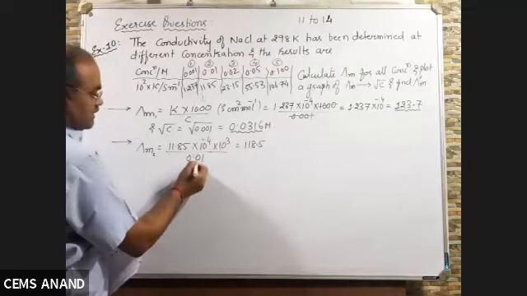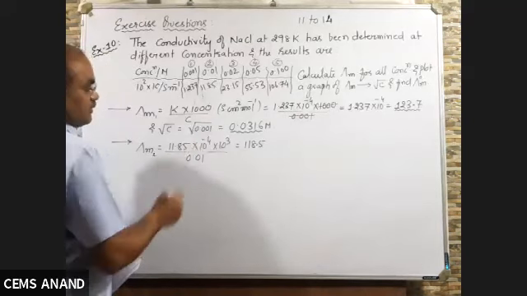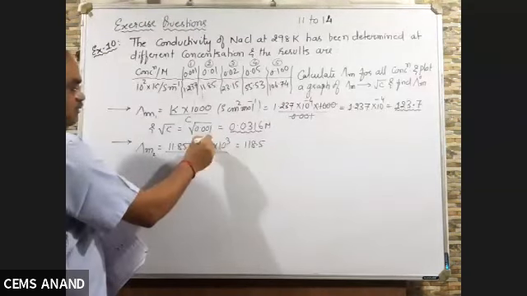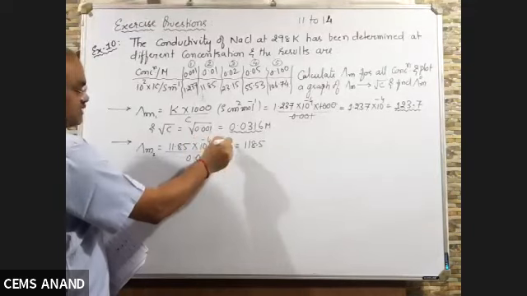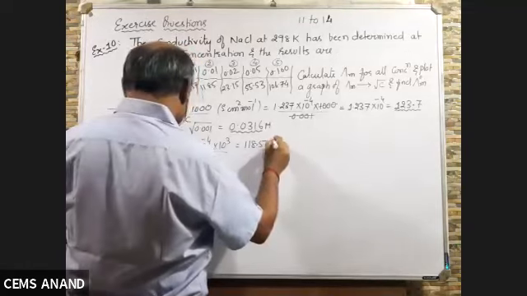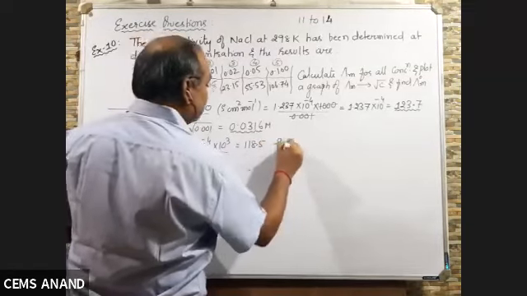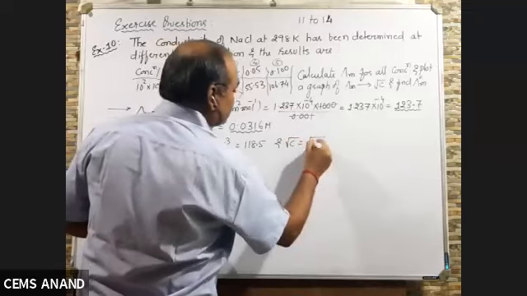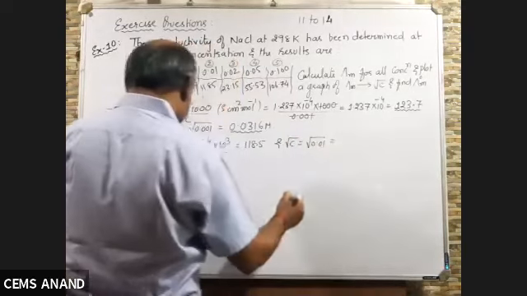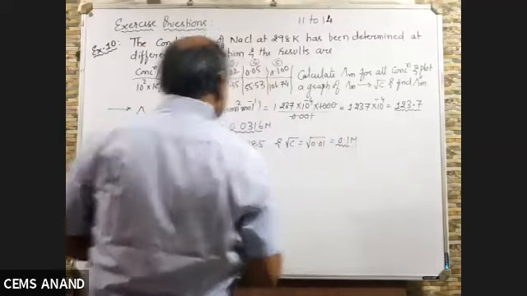See here, it is 10 raised to minus 2. Minus 2 will go up, so it is 10 raised to minus 2, and from that minus 3 is gone. So you have to multiply it, and it will be 118.5. Right? This is your lambda m, and the square root of C, square root of 0.01, will be 0.1. So this is your second value.